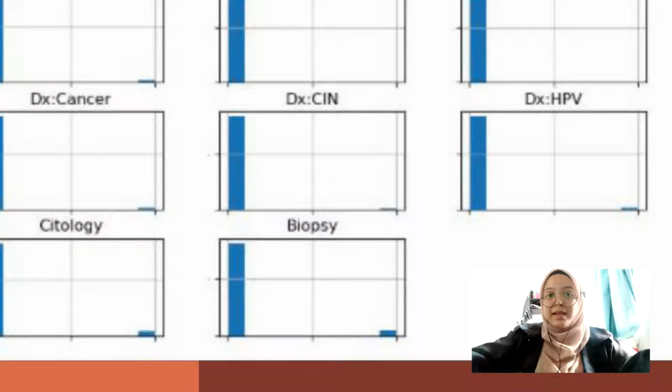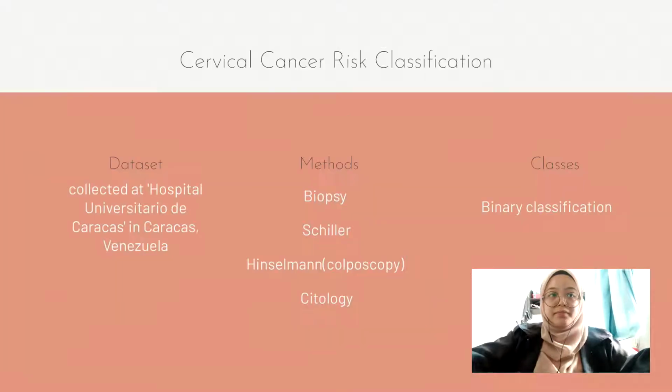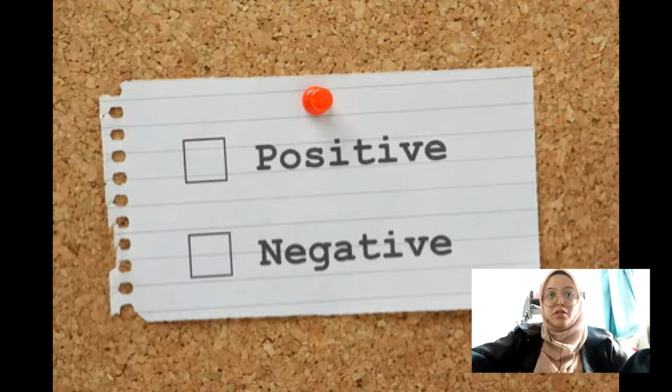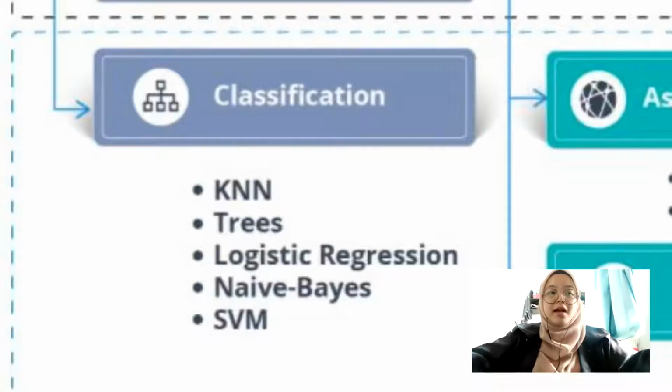and the DX variable will also seem like a good target, since the final diagnosis, which is biopsy, colposcopy, and cytology, is a product of test performance. Binary classification is used because there are only two possible outcomes, which are cancer positive or cancer negative. Most algorithms that can be used for this binary classification include logistic regression, k-nearest neighbors, decision tree, and naive Bayes.